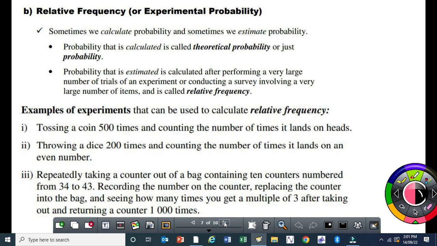Okay, so let's talk about relative frequency. Now, your relative frequency is also called experimental probability. Now, this one, you can only get it if you do an experiment. And usually the experiment must have many trials. If you carry out an experiment with many trials, or if you do a survey which consists of a very large sample, then you estimate the probability. That is called the relative frequency. So relative frequency is an estimated probability. It's not the calculated one.